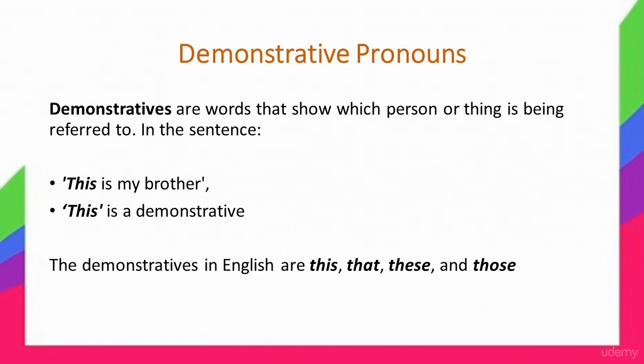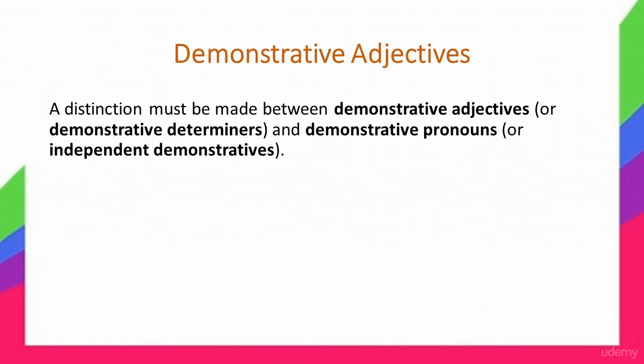In the sentence, this is my brother, this is a demonstrative. The demonstratives in English are this, that, these, and those. However, there are also demonstrative adjectives. A distinction must be made between demonstrative adjectives or demonstrative determiners and demonstrative pronouns or independent demonstratives.